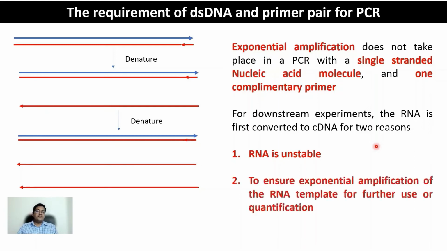And then, of course, the second important point is that exponential amplification can only happen when you have a double-stranded DNA and 2 primers to start your PCR reaction. So therefore, when you work with RNA, first the RNA has to be converted to cDNA, and after it is converted to cDNA, it is then taken forward for quantification using exponential amplification. So this is what we're going to see next.